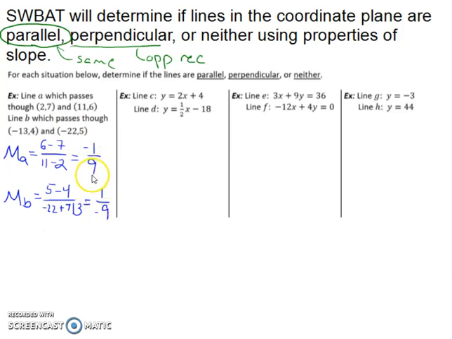What we have here is a slope of -1/9 and another slope of -1/9. It does not matter where the negative is in the fraction. So these are the same slope, which means these are parallel. So I'm going to write, therefore, parallel.